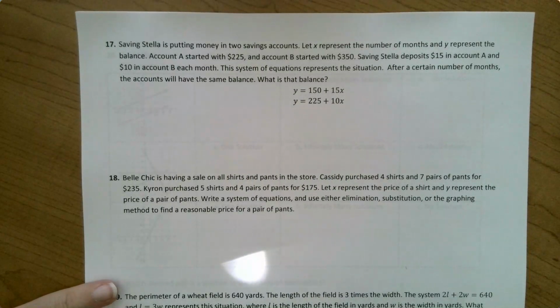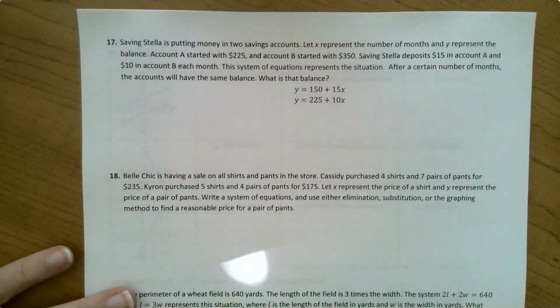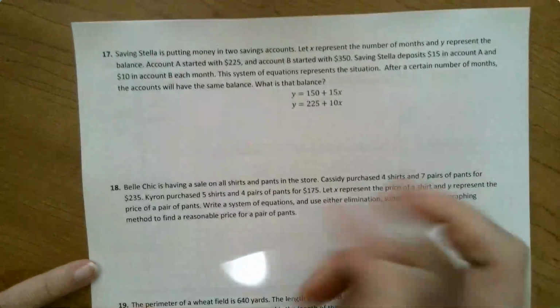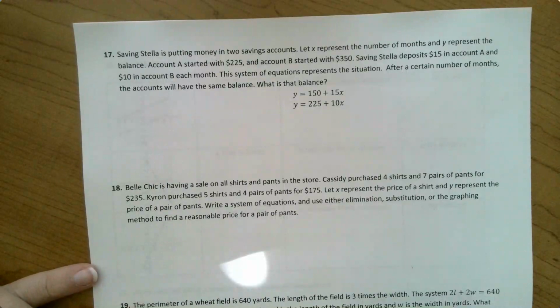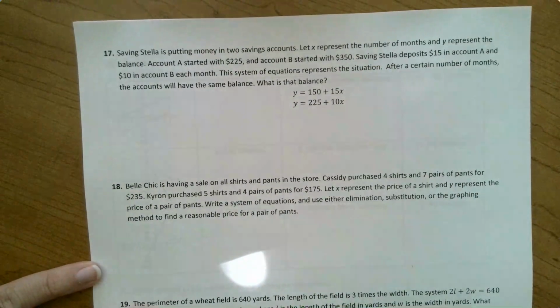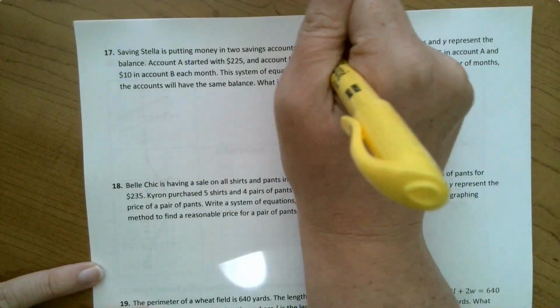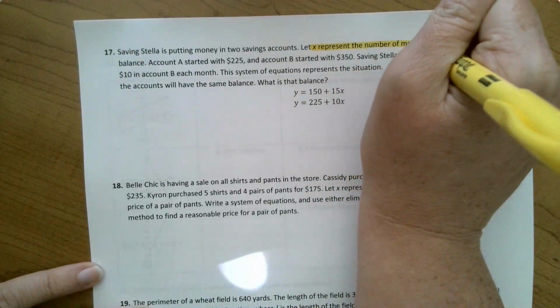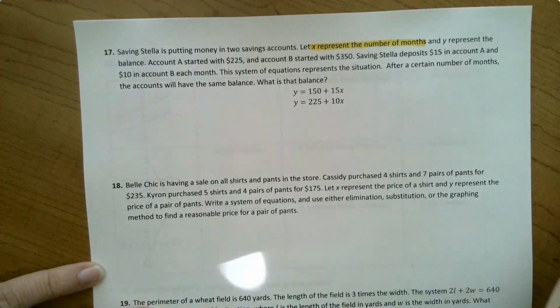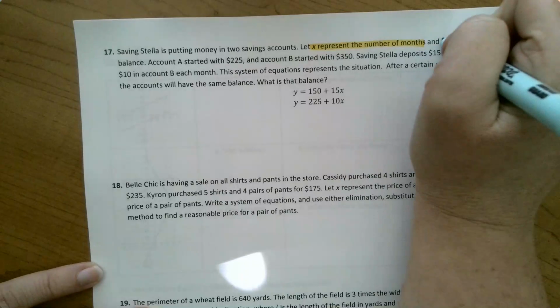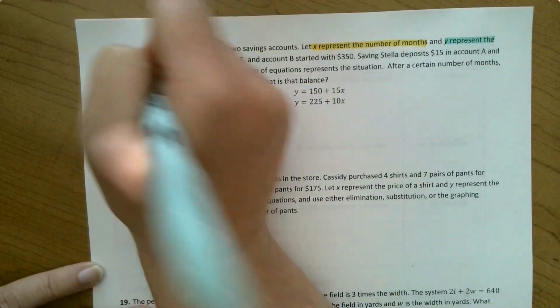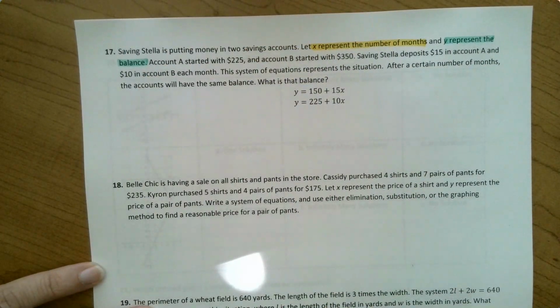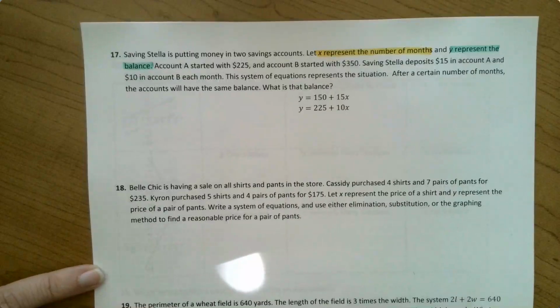So, we have Saving Stella. Stella is putting money into two savings accounts. Let X represent the number of months. So I'm going to highlight that. X is the number of months, and Y is the balance. Account A started with $225 and account B started with $350.